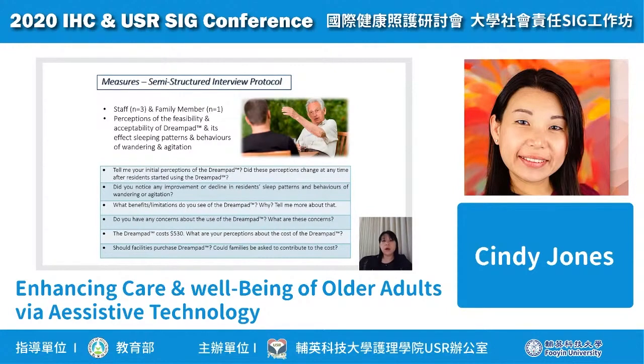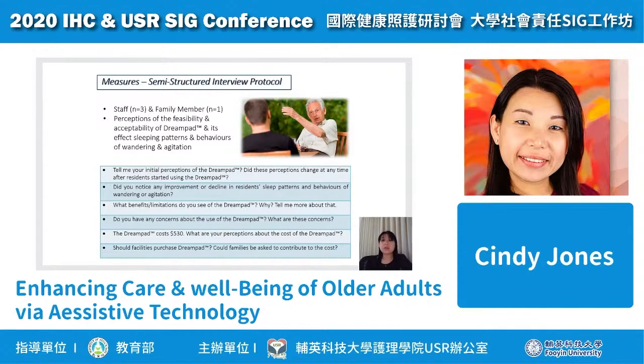So we also conducted semi-structured interviews with family and staff members to solicit their perception of the feasibility and acceptability of DreamPad, as well as its effect on sleeping patterns, behavior, wandering, and agitation. So we're interested in terms of their perception of DreamPad, whether these perceptions change over time, or at any time when the residents or their loved one was using the DreamPad. Did they notice any improvement or decline in the sleep patterns, behavior, wandering, and agitation? What benefit or limitation do they see in the use of DreamPad? Were there any concerns about the use of DreamPad?